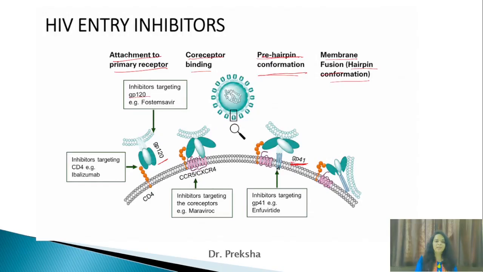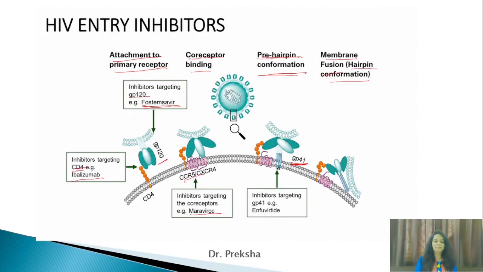The first step is attachment to the primary receptor, and the inhibitor which targets GP120 is fostemsavir, as this is the first step. So you can remember it that way: fostemsavir. The second step is inhibitors which target CD4, and that is ibalizumab. You can remember it like this: I bind after attachment, and this is the second step. So this drug is ibalizumab.